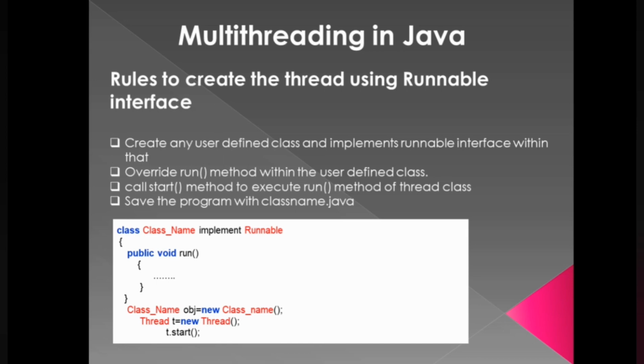Here is the example where we discuss all of the above steps. Here we have class ClassName implements Runnable. Next we have public void run method, and then we have ClassName object = new ClassName(), and then Thread t = new Thread(object), then t.start().